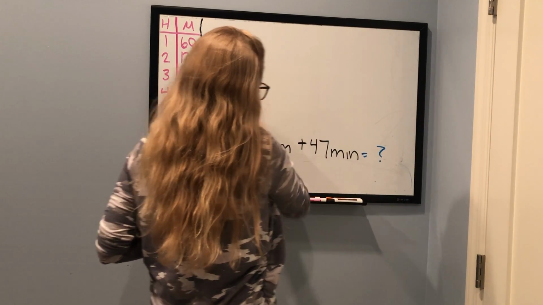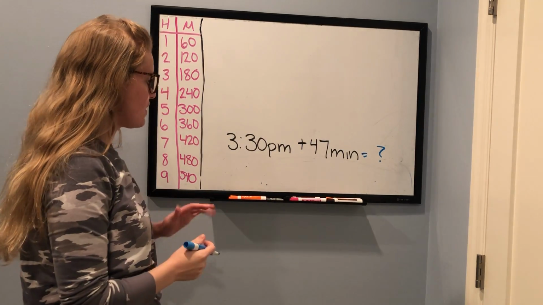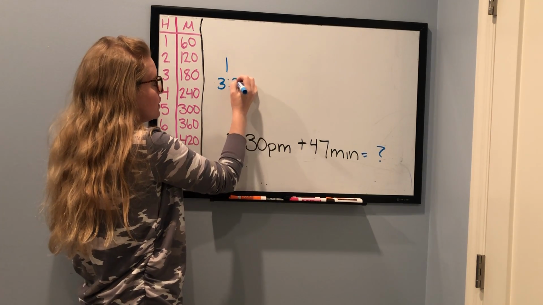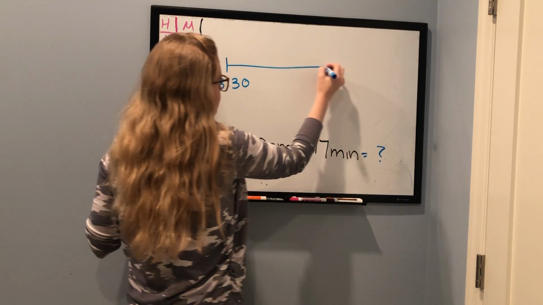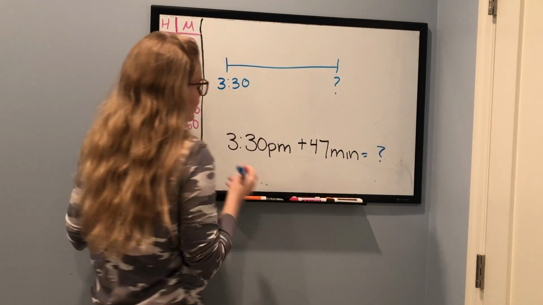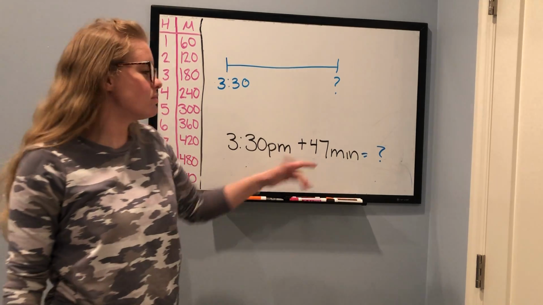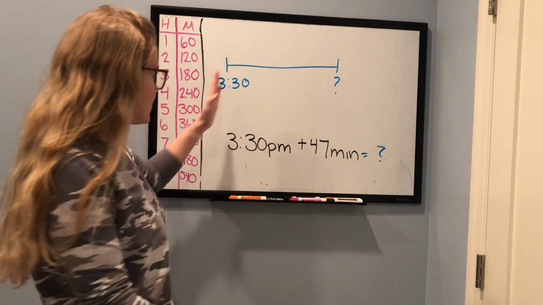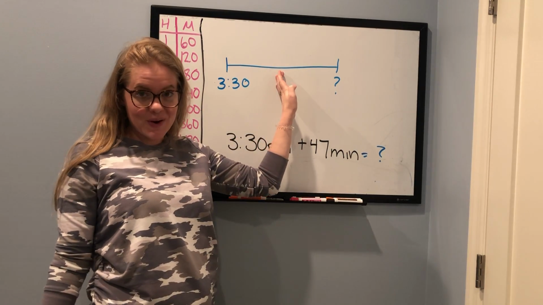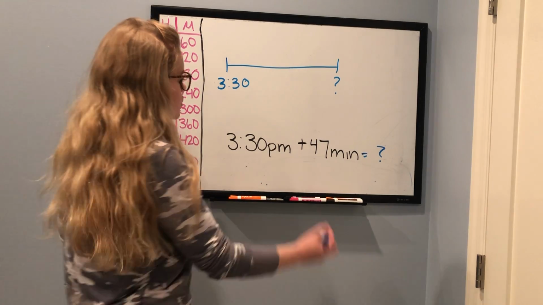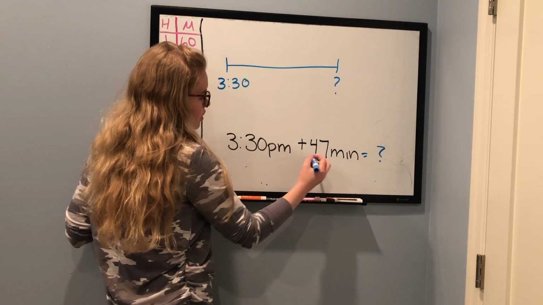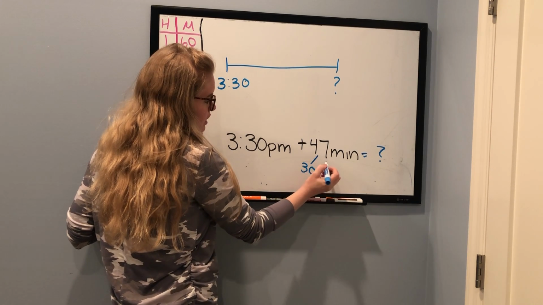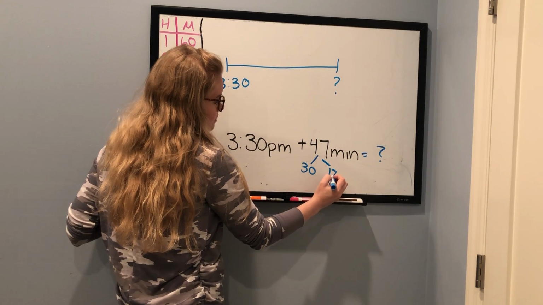Okay, so it says 3:30 p.m. plus 47 minutes. I would do the same thing, number line. 3:30. Okay, I'm going to split the 47 up, just like I split the last number up, into what I know is the next hour, and then I'll have the others left over. So I know that 3:30, in order to get to 4, we need 30 minutes. So I'm going to split this 47 into a 30 and into a 17.